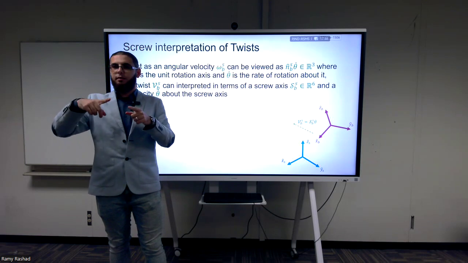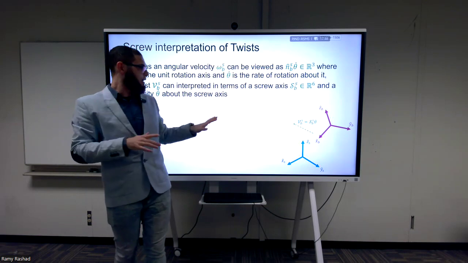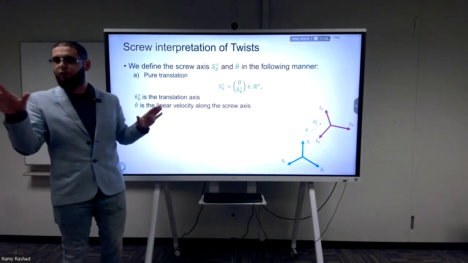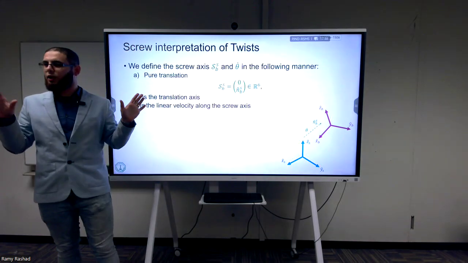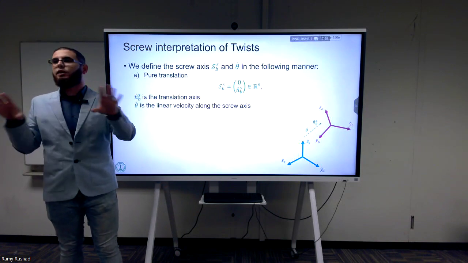Again, in terms of representing the twist as an actual screw, we're not going to be dealing with that. And there's a discussion for that in the book. We're going to be doing it in an easier way, by looking at different cases.